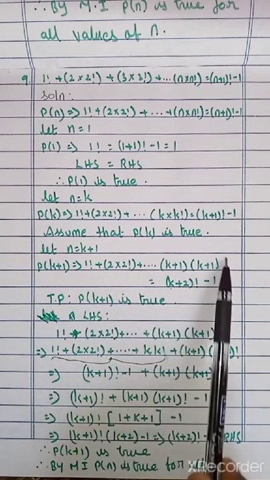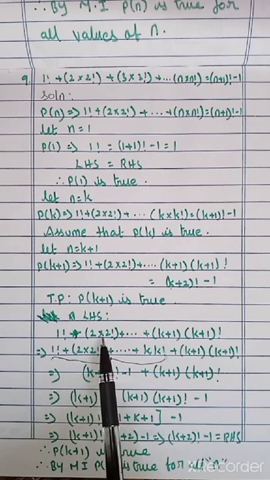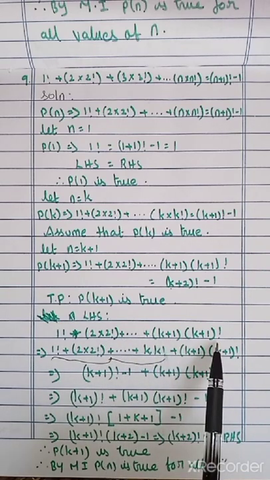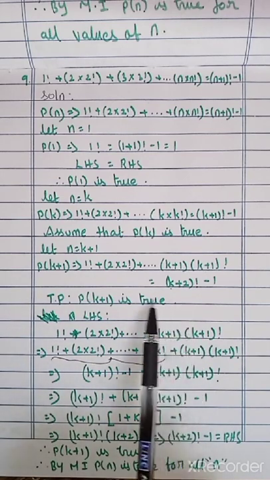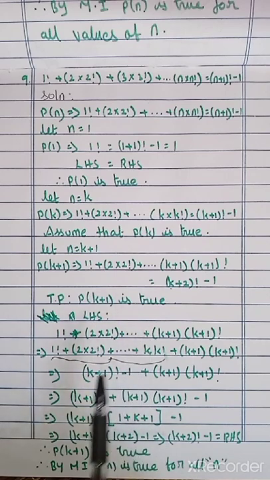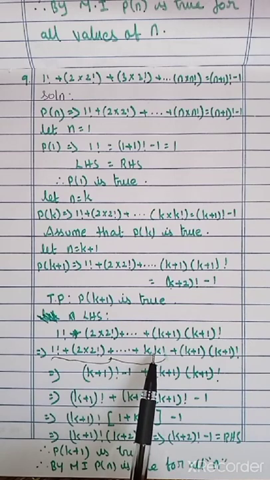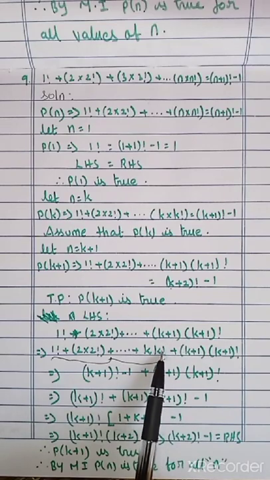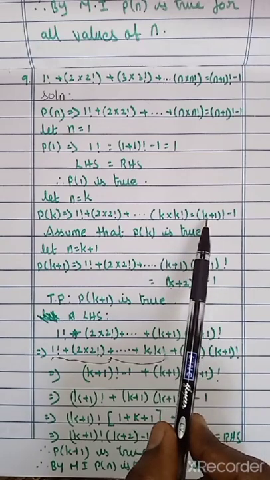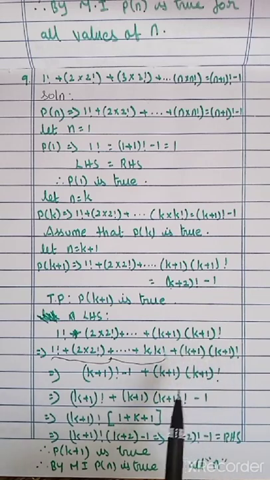So first, let us take our left hand side. The left hand side is 1 factorial plus 2 into 2 factorial, etc. up to (k plus 1) into (k plus 1) factorial. Right? Now, what is the previous term before (k plus 1) into (k plus 1) factorial? k into k factorial. So we can write 1 factorial plus 2 into 2 factorial, etc. up to k into k factorial plus (k plus 1) into (k plus 1) factorial. Okay. So instead of the whole sum till the k term, we can substitute (k plus 1) factorial minus 1, and the last term as it is.